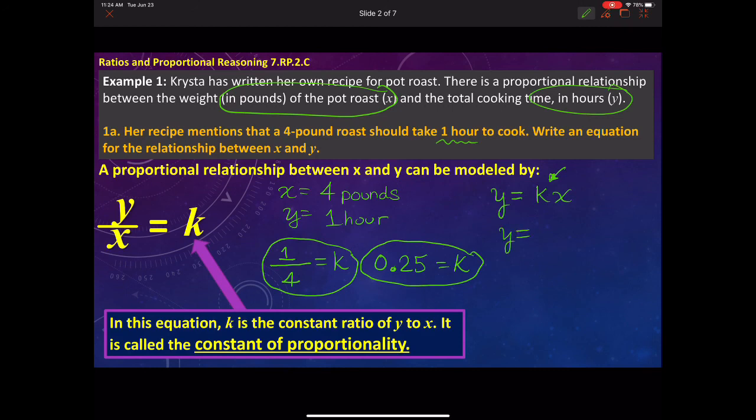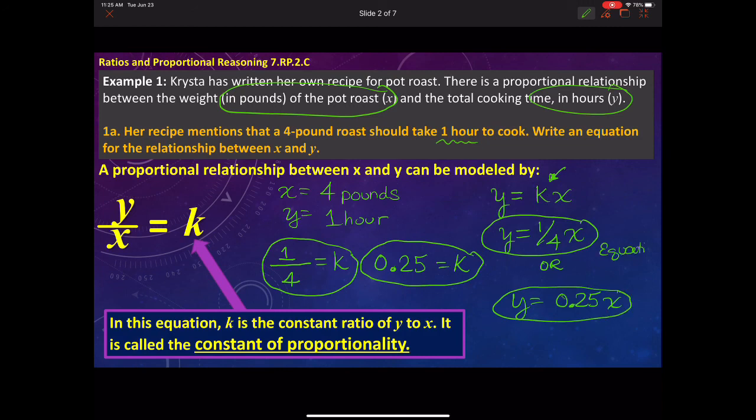So y equals 1/4 x, that was one acceptable answer. Or, because both of these are equivalent, y equals 0.25x. Either answer would be perfectly fine. But those are your equations. That's your end game here. You want to get your equation: y equals 1/4 x, or y equals 0.25x.